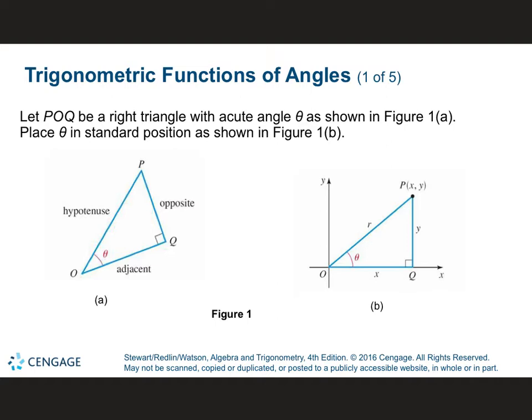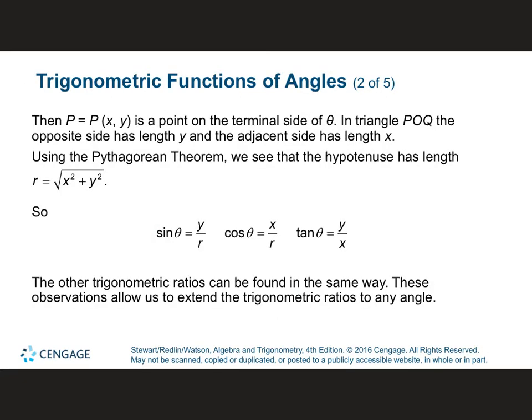The two side lengths that form your right triangle: the one that touches the x-axis is going to be your x value. The one that is going up and down, vertical, is going to be your y value. Your hypotenuse is considered r. R is found by taking the square root of your x value squared plus your y value squared.